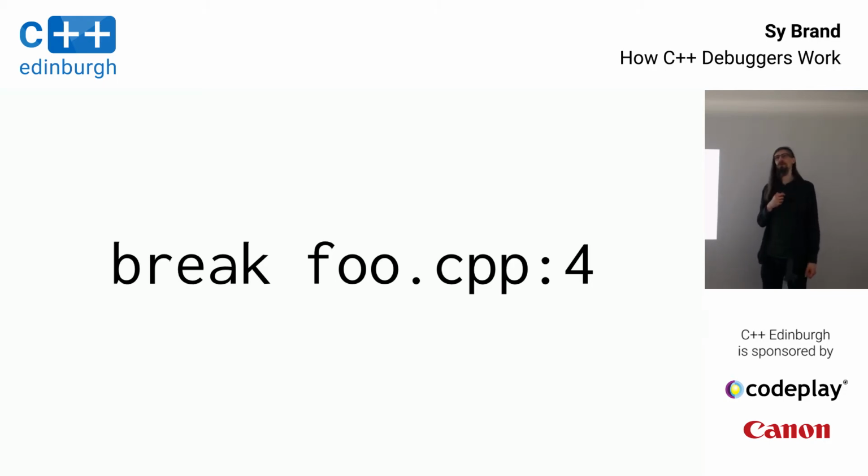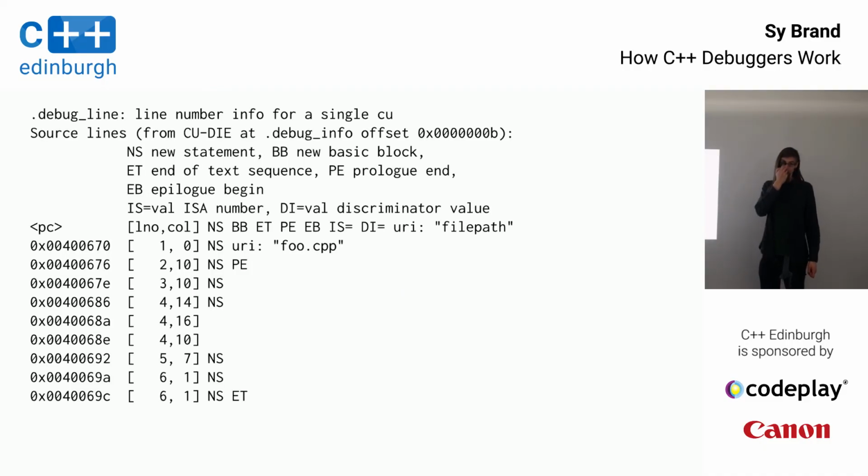Line table information works very similarly. Going to set a breakpoint at line 4. Okay, we look at our line table information. We see, okay, well, this is foo.cpp, and oh, look, here's line 4. These acronyms, you don't really need to understand them, but NS means new statement. So this entry marks the new statement at line 4, and the program counter is 0x400686, so we can just set a breakpoint there, and we're off.